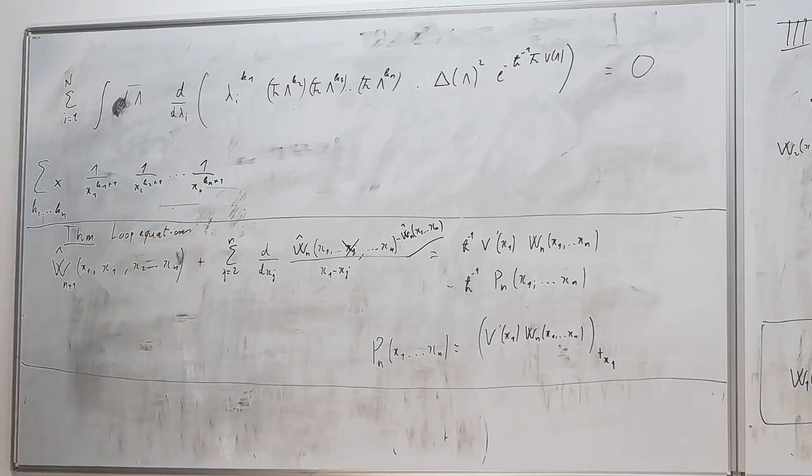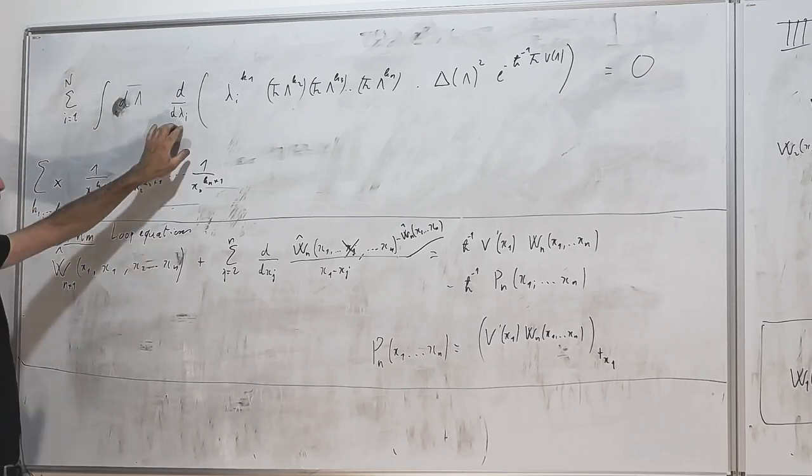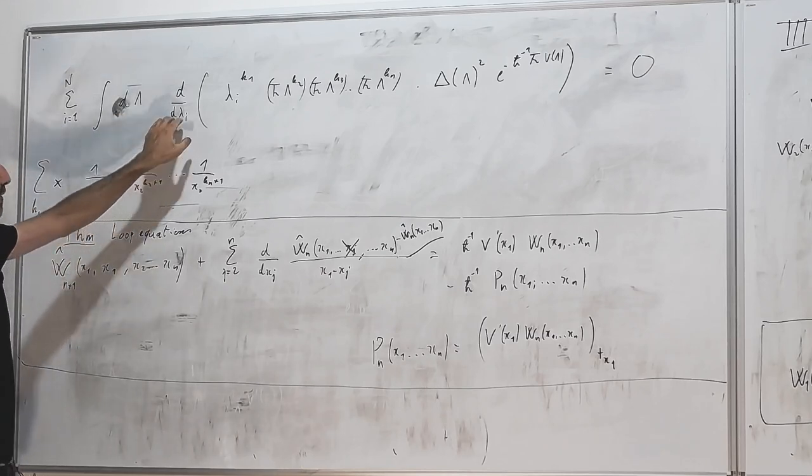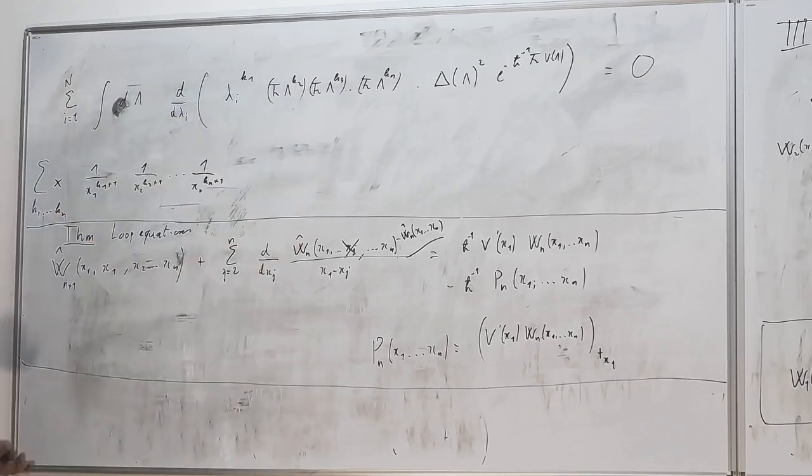So you see the way to prove them in this eigenvalues setting is just write that the integral of a total derivative is zero. This is also what usually people call integration by parts. There is another way to formulate it, which is called Schwinger-Dyson equations, but this is really the same.